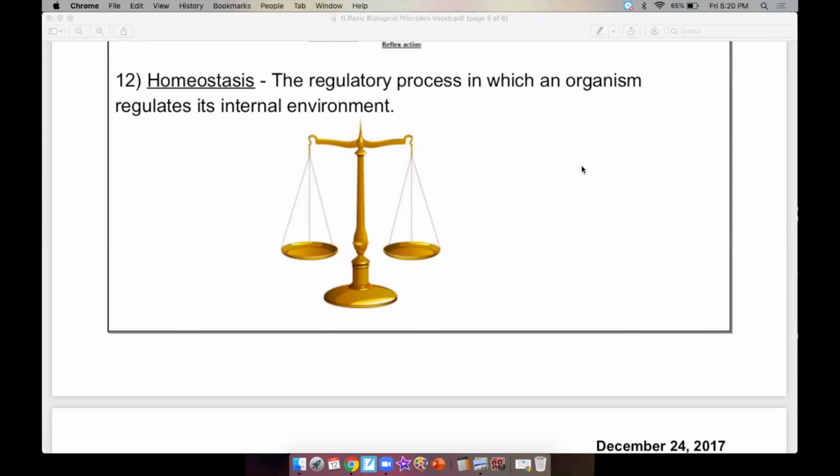Another example, I shine a flashlight in your eyes. That's too much light. Your body hates that. So what happens? Your pupils get smaller, because pupils are where the light goes into your eye. Smaller pupil means less light. Right? So now you're back to normal, a normal amount of light.